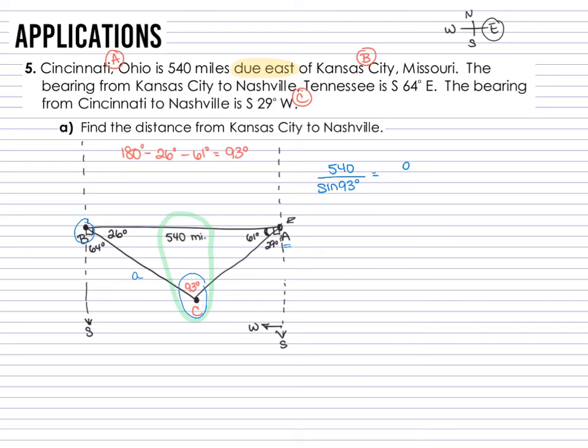So I'm going to say that that is A over the sine of 61 degrees, because that is the measure of angle A. I'm going to solve for A, so I'm going to multiply both sides by the sine of 61 so that they cancel. So A is 540 sine 61 degrees all over the sine of 93 degrees. Once you put that in your calculator, you're going to solve for A, and that distance is 472.94 miles.